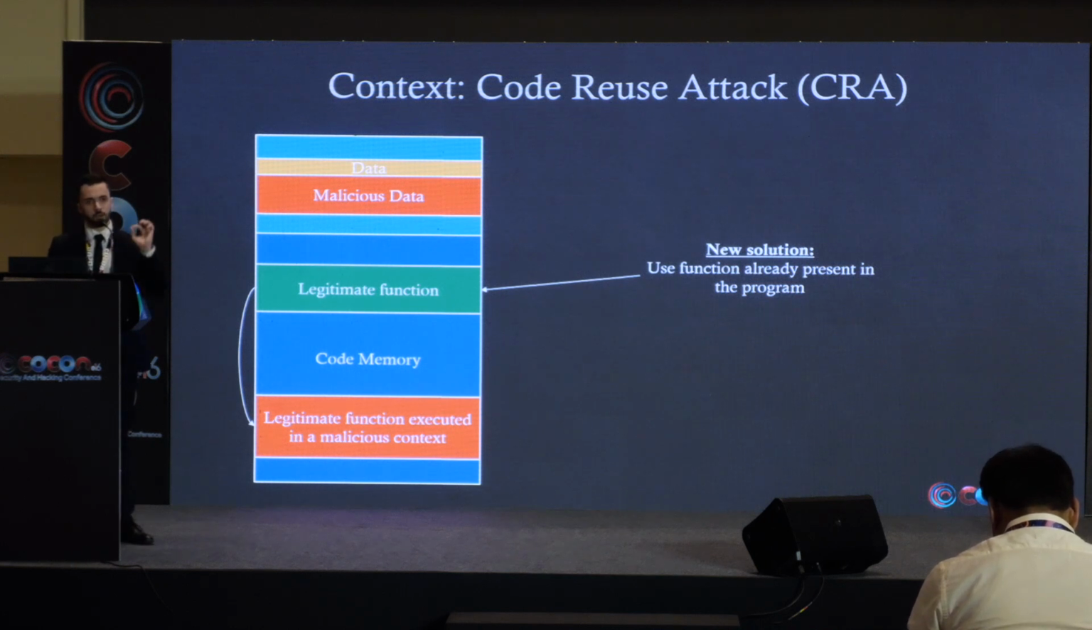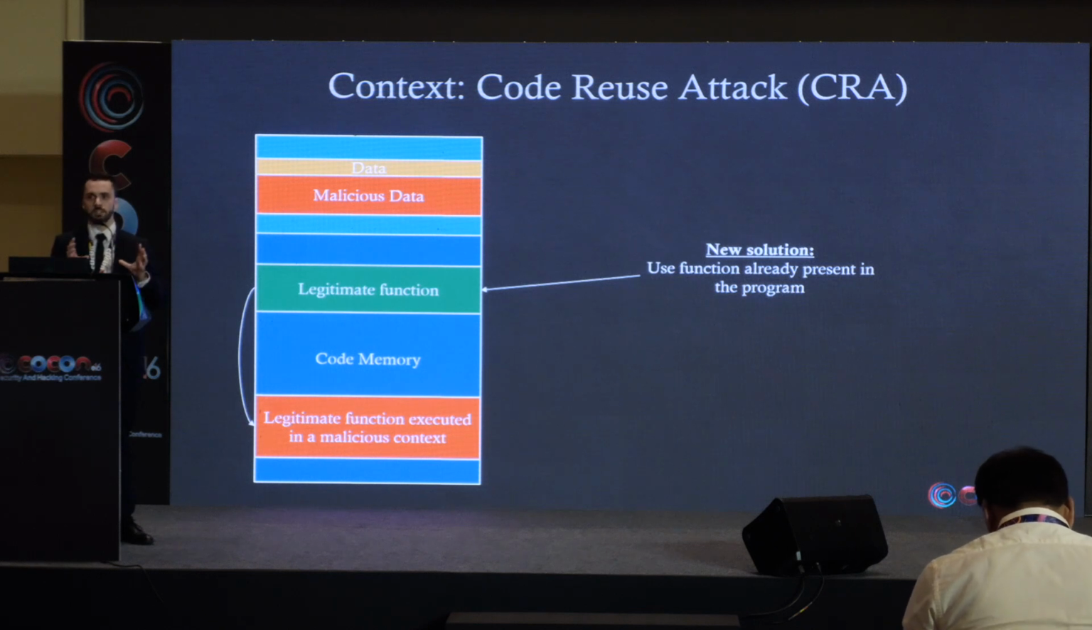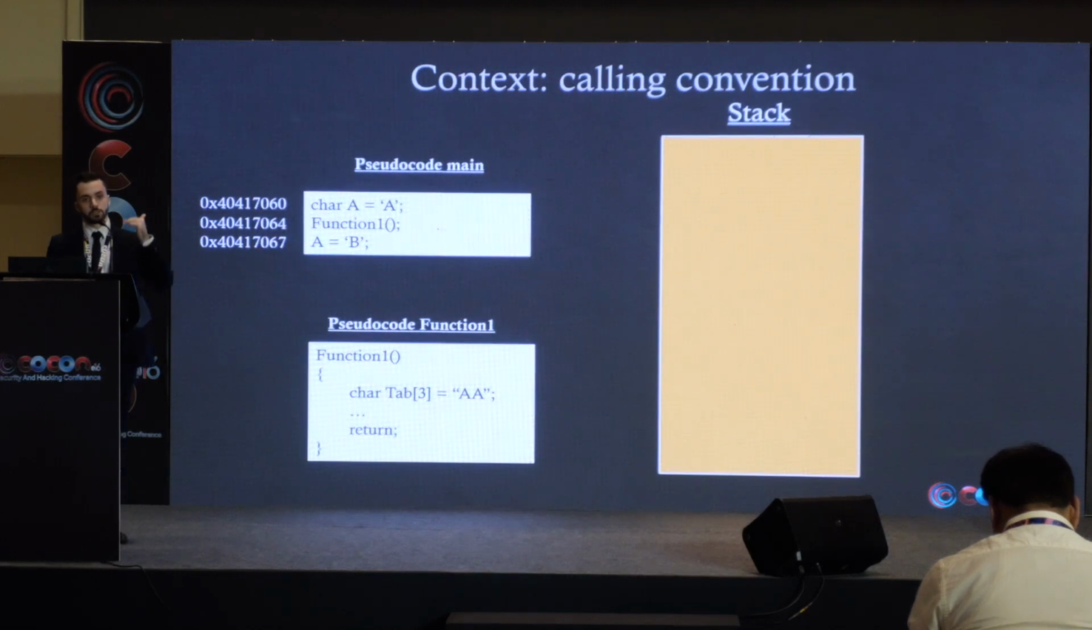So to see how it is possible during a stack exploitation to jump to this legitimate function at that moment, we'll see in more detail what the calling convention is. So you have your stack, which you use all the time, and we'll take two functions, the main function and another function that we'll call function1, which is called in main.